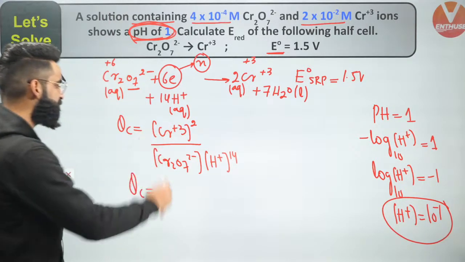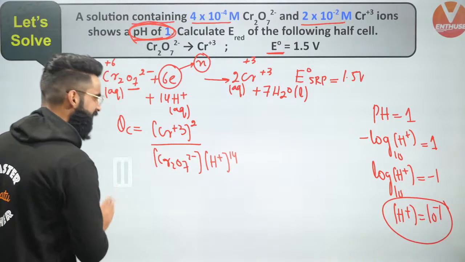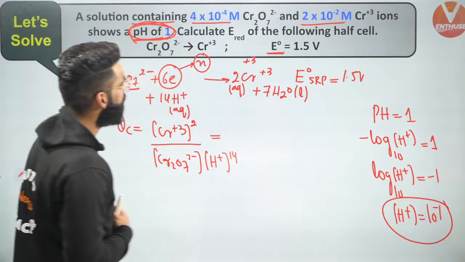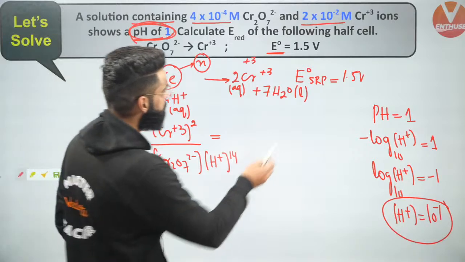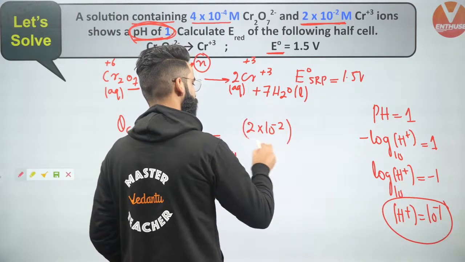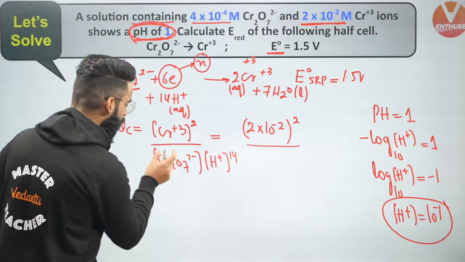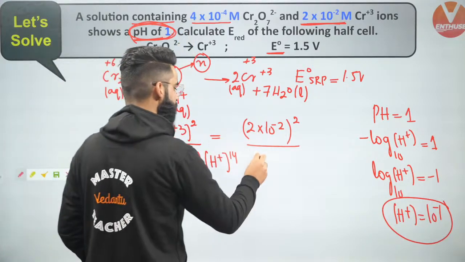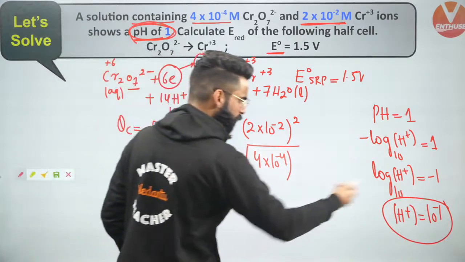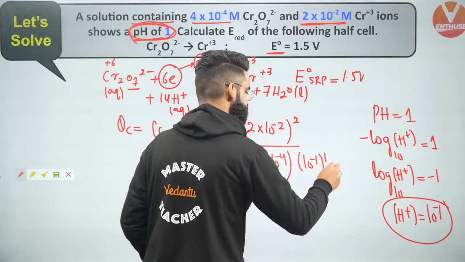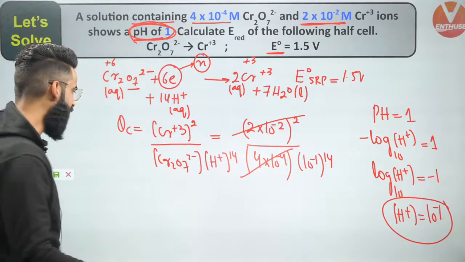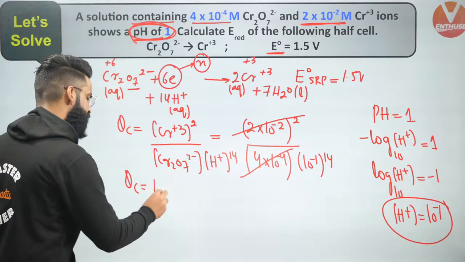Now I can simply write the expression for Qc. The concentration of Cr3+ is given in the question, that is 2 multiplied by 10 to the power minus 2, raised to the power of the stoichiometric coefficient 2, divided by the concentration of Cr2O7 2-, which is 4 multiplied by 10 to the power minus 4. The concentration of H+ is 10 to the power minus 1, raised to the power 14. So this term and this term will get cancelled out, and I got the Qc value as 10 to the power 14.